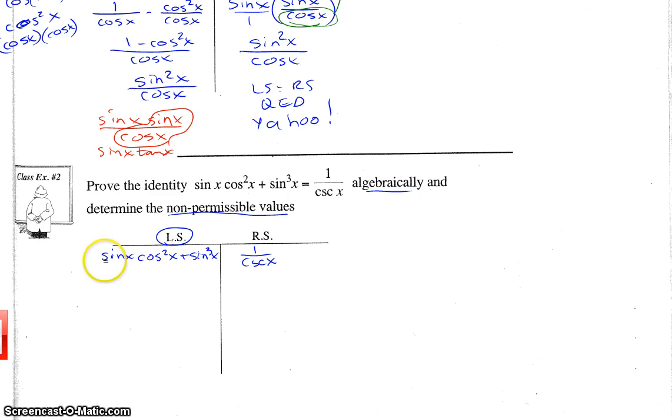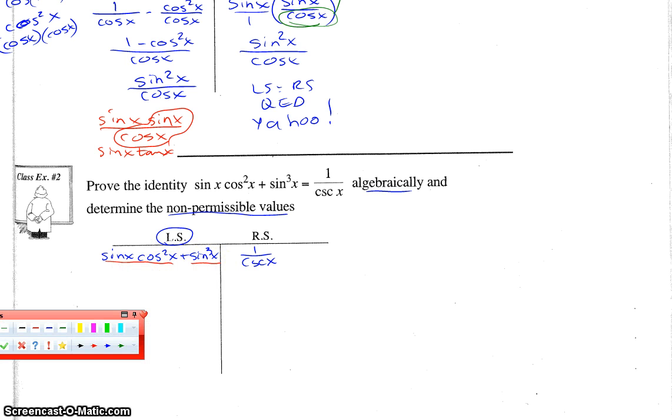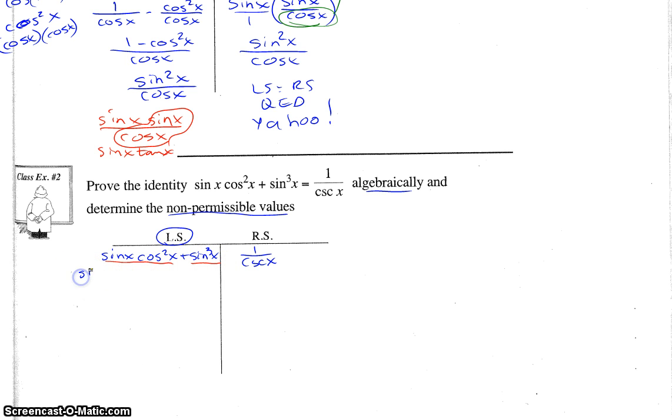If you take a look at this, this is one term, and that's another term separated by plus signs. They have a common factor. What do they have in common? That's right, sine x. So if we factor sine x out from the first term, that would leave cosine squared x, and sine cubed x divided by sine x would be sine squared x. So we factored sine x out.